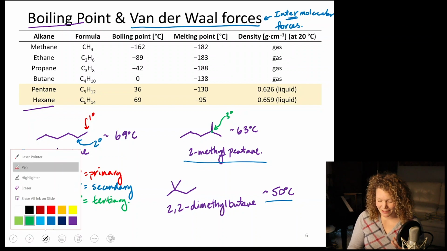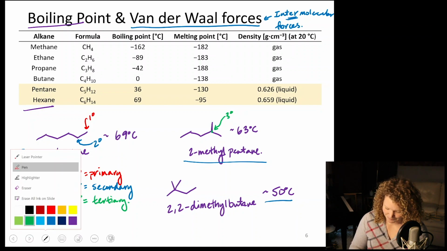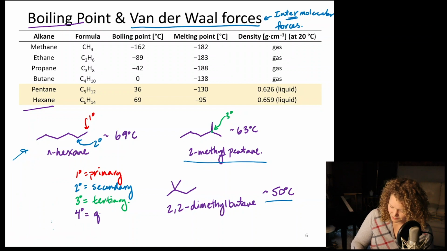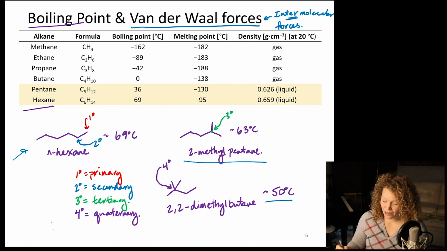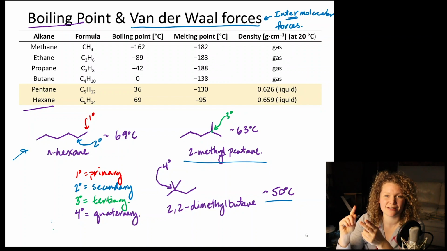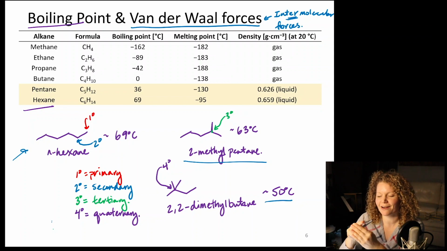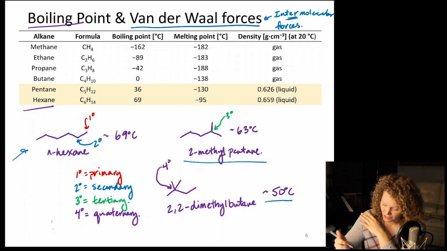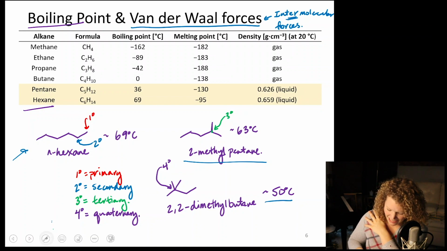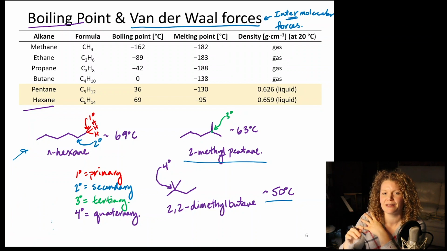And the last one would be if there were 4 things bound to a carbon. This would be a quaternary. And we have one on this 2,2-dimethylbutane. The key here is when we use these primary, secondary, tertiary, or quaternary, we are looking at anything that is not a hydrogen, okay? We understand that in N-hexane, this primary carbon does have 3 hydrogens. It has 4 things bound to it, but we're only looking at things that are non-hydrogens.